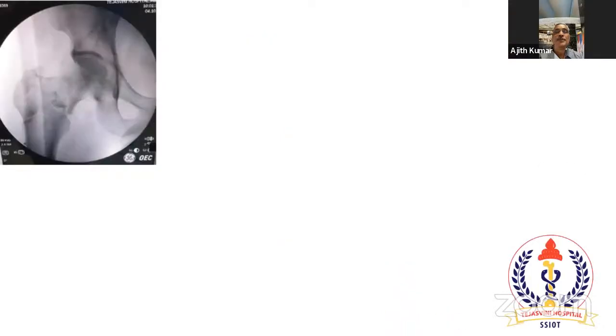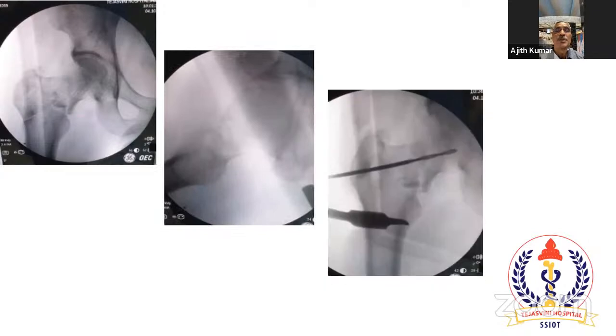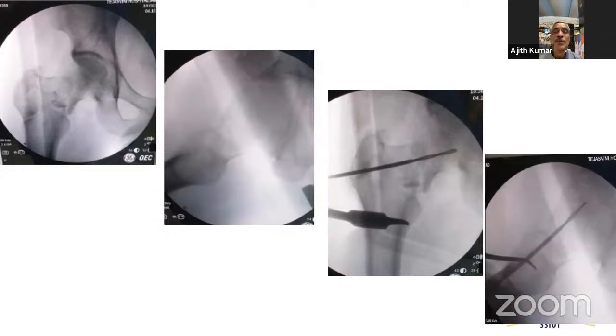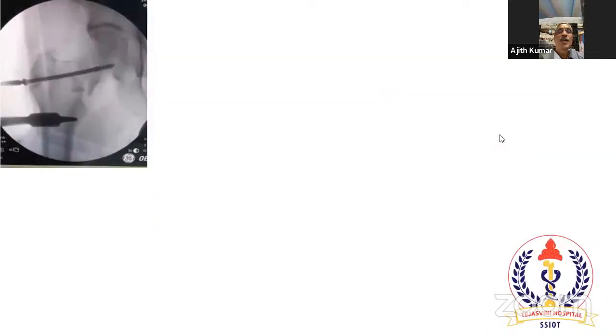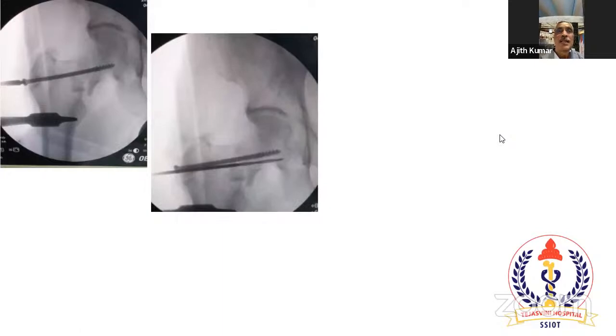Next slide. So this was the reduction that we achieved. Next. That's the lateral view, AP and lateral views. That's the first perpendicular screw going, like your Powell screw going in there. That's the lateral view of that perpendicular track. Next slide, please. Next one. So that's the second guide wire being passed for the Powell type of screw. Next.